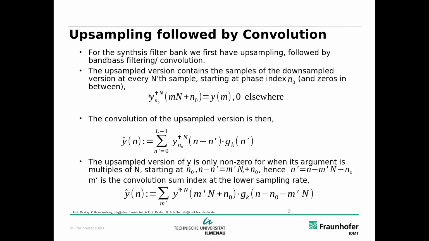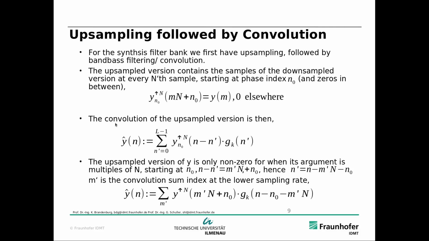Here we have our subband signal y, and we fill it up with zeros between all those samples. So starting with phase index n naught, we keep that sample and then insert N minus 1 zeros, and then we have the next sample, which we can see here. So this is actually how you would also program it, say in Python. You would initialize this upsampled y with zeros, and then you assign every mN plus n naught sample with a corresponding value here, which means in between it will be 0.